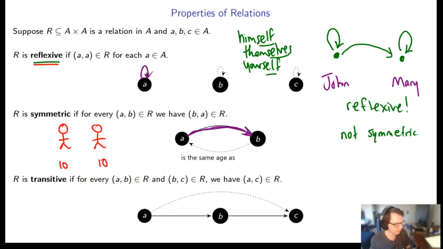And we know that person A is the same age as person B. We also know that person B is the same age as person A. That could be an example of a symmetric relation because A is related to B and B is related to A because they're both the same age. So that could be an example of a symmetric relation.